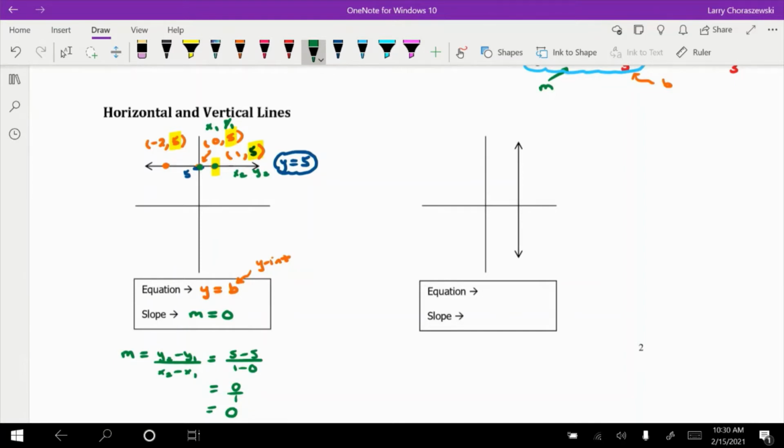Now for a vertical line, which is the type of line in our next diagram, let's assume that it crosses the x-axis. I'll use a different number this time. Let's say that it crosses the x-axis at a tick mark of 3. Then the ordered pair for that point would be 3, 0.